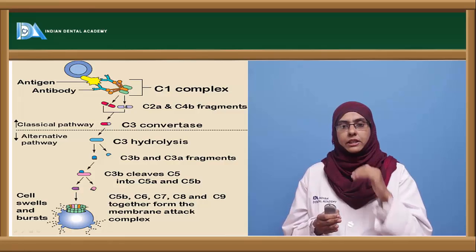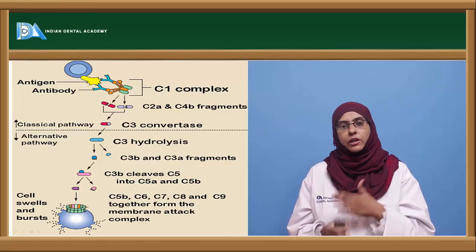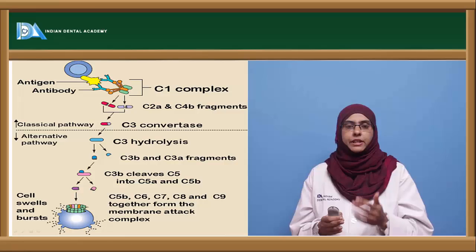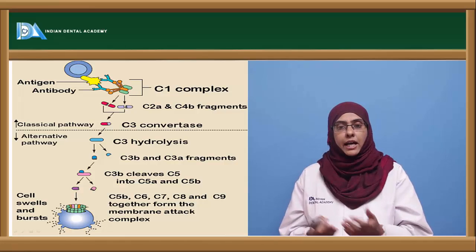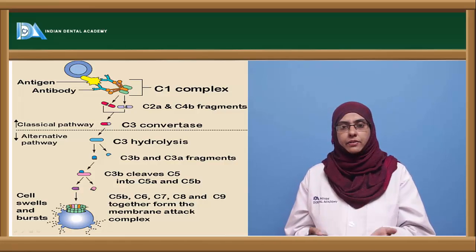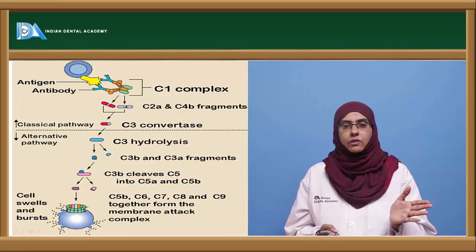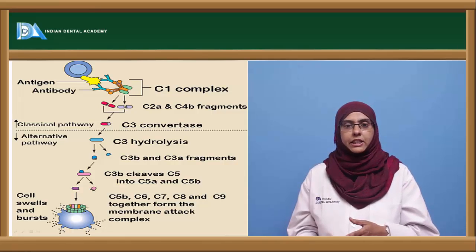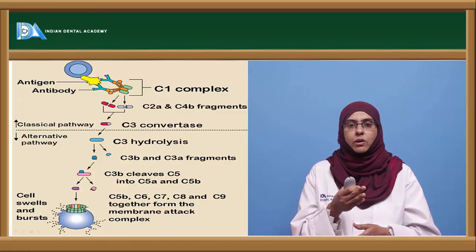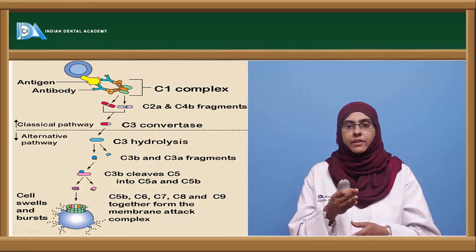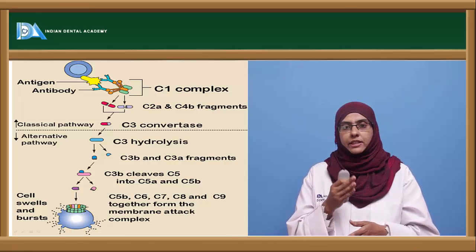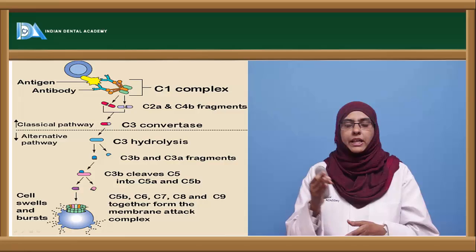So now on the bacterial surface, we have this complex of C1, 4b2a, which is called C3 convertase. This enzyme is able to cleave the C3 component into C3a and C3b. C3a is involved in the anaphylatoxic reaction, whereas C3b joins this complex, which is called C5 convertase.